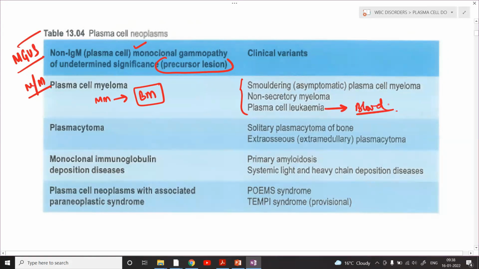In that case, we call it plasma cell leukemia. Then we have what is called a plasmacytoma. Now, what do you understand by a plasmacytoma?